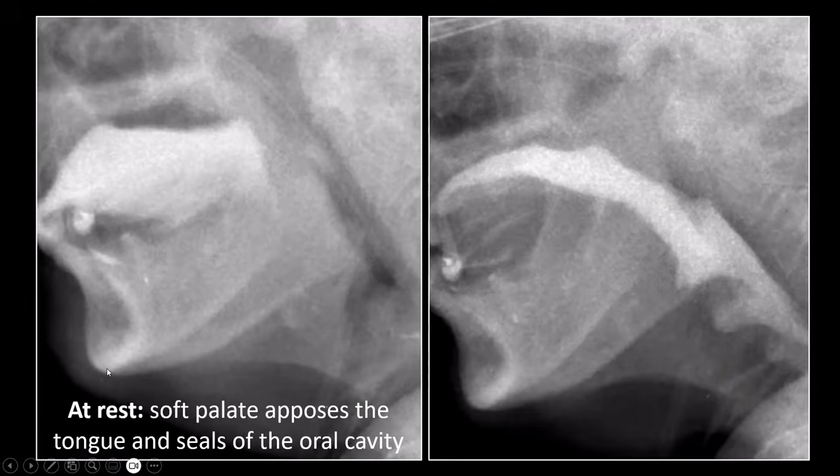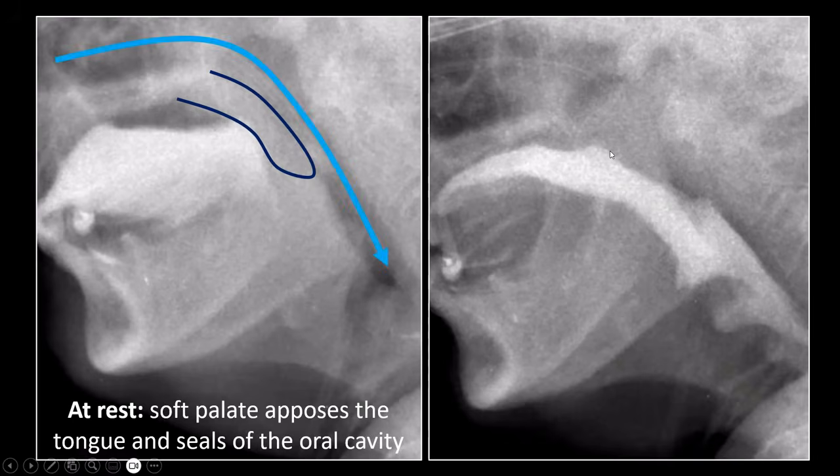This is a patient who received a swallowing examination. This is at rest, and the quality is low because we do that at low dose. But this here is the nasopharynx, and we see contrast lining the tongue and the oral cavity, and we see that in the normal situation at rest, the soft palate basically borders the tongue and closes off the oral cavity.